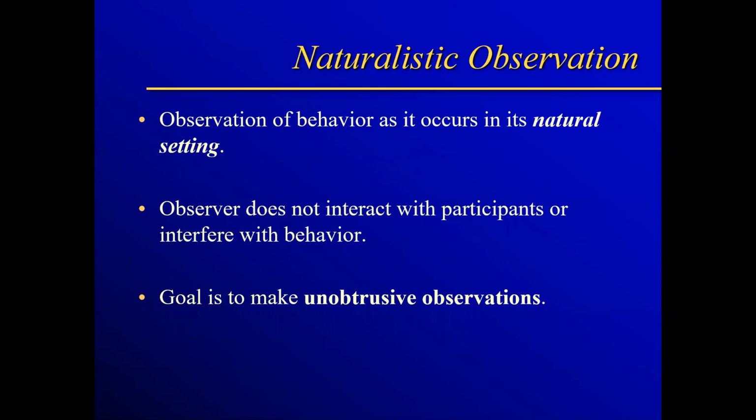First off, let's start off with naturalistic observation. And this is what it sounds like. It's just observing behavior as it occurs in its natural setting, whatever that natural setting may be. So the observer does not interact with participants or interfere with their behavior. They are just trying to be a fly on the wall observing behavior. The goal is to make unobtrusive observations. We want to maximize that external validity, and we don't want to influence our participants in any way. We just want to see what naturally happens.